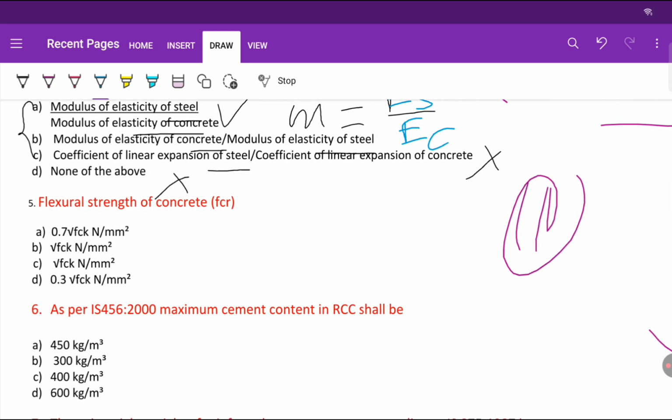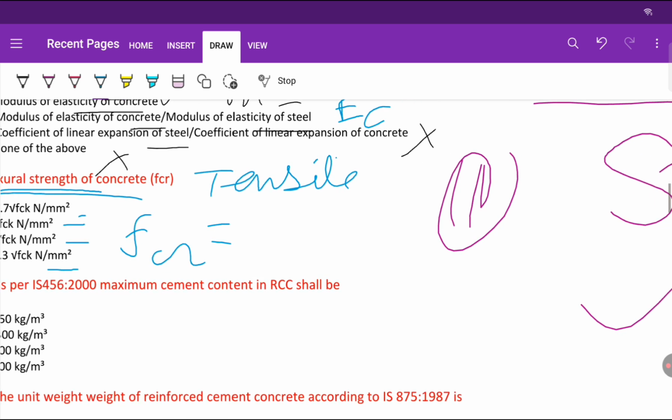Okay, important question. The fifth question: flexural strength of concrete fcr is 0.7 root of fck, here under root of fck, or 0.3 under root of fck. Right? Flexural strength is also called tensile strength of concrete. So we know that the tensile strength of concrete is very less, which is 0.7 under root of fck. Remember, 0.7 under root of fck.